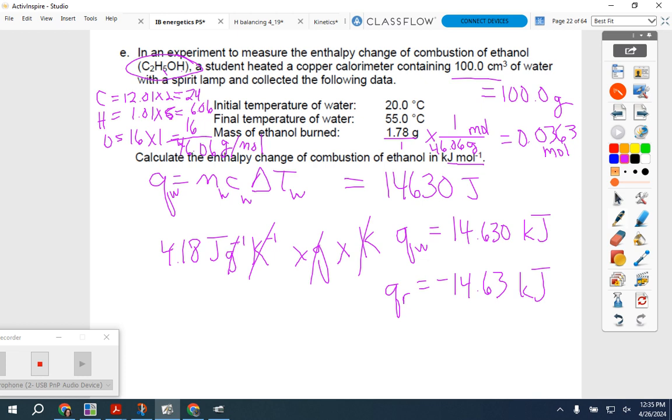Now what do we do? So now we have kilojoules, and we have moles. And we want our answer to be in kilojoules per mole. So what do we do with those two numbers? Divide them. 14.63 divided by 0.0363 equals whatever that number is.